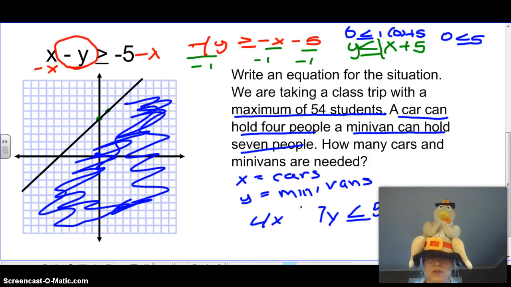This one I always do, like when it says maximum of 54, I just think, okay, that means 54 or less. So that's less than or equal to 54. And then this would be my answer right here.